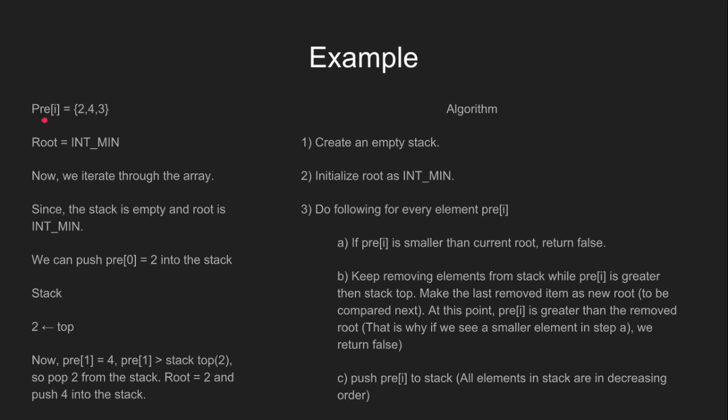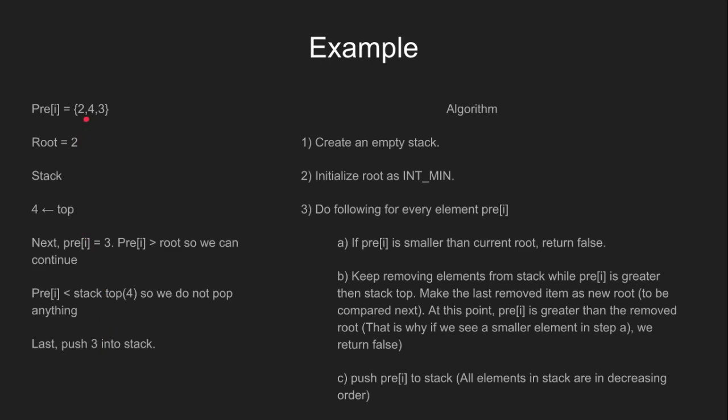Let's implement our algorithm on this example. First, we initialize the root as int_min and create a stack. Now, we will iterate through the array. The 0th element of the array is 2. So we push it into the stack since it is obviously greater than int_min. Next element of the array is 4 and it is greater than the top of the stack, which is 2. So we pop 2 and make it the new root. At last we push 4 into the stack.